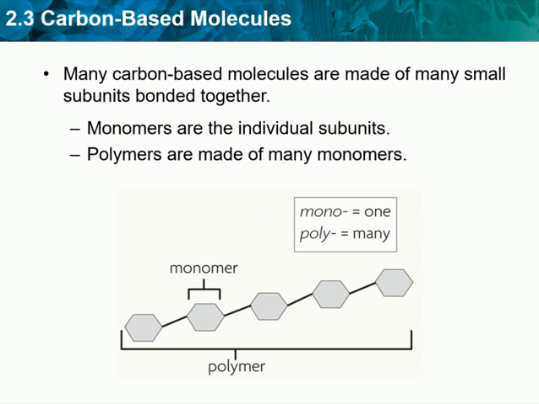A polymer is a large molecule, or macromolecule, made of many monomers bonded together. All of the monomers in a polymer may be the same, as they are in starches, or they may be different, as they are in proteins.